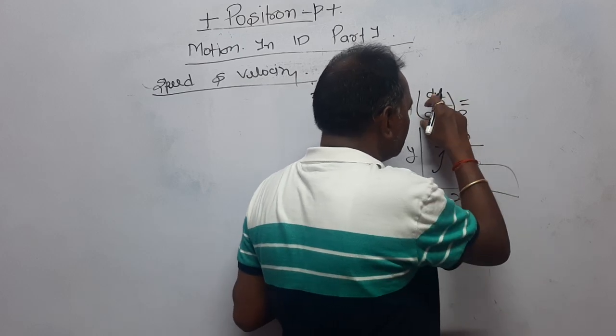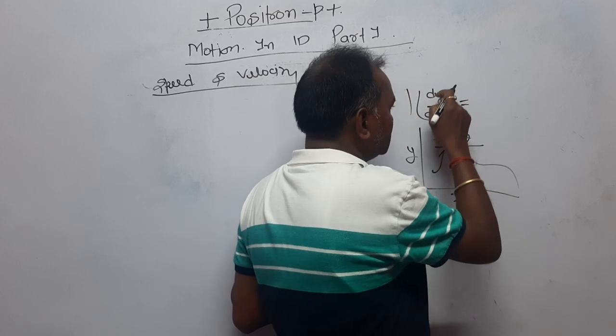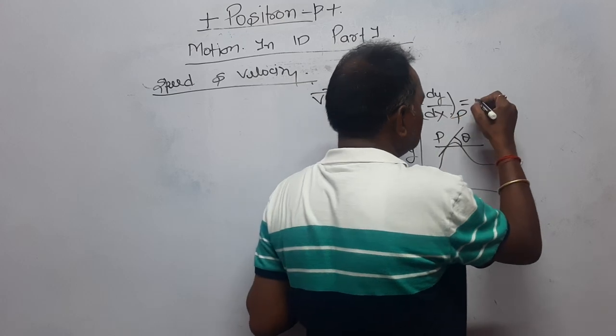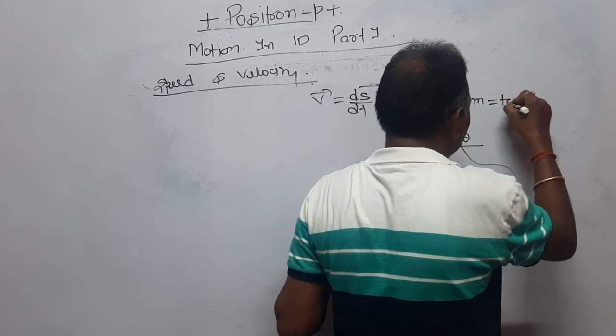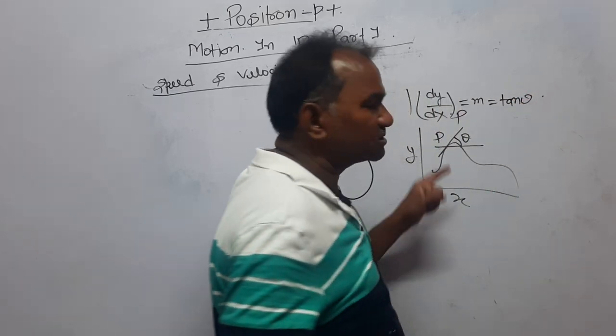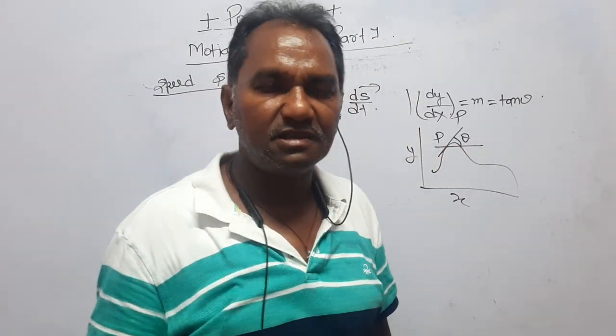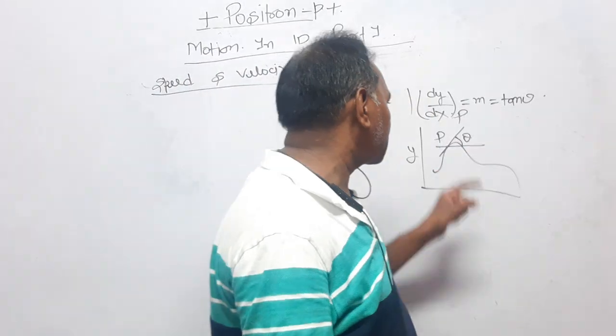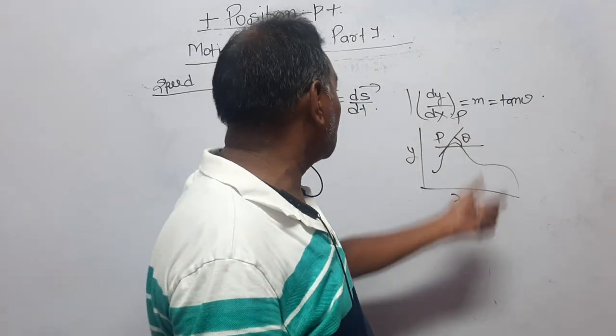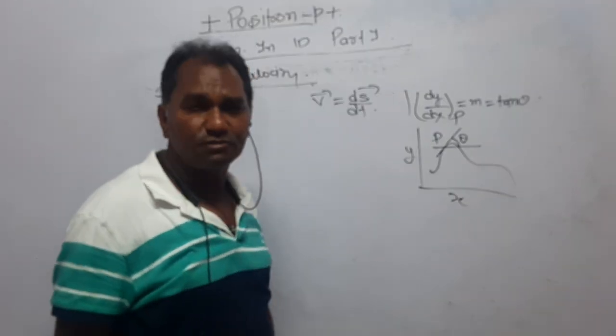Then the slope of the graph at point P, that is dy over dx at point P, is equal to m, and that is equal to tan theta, where theta is the angle that the tangent is making from the x-axis, and that is said to be the slope of the tangent, that is m is equal to tan theta. In a similar way, dear students, v is equal to ds upon dt.